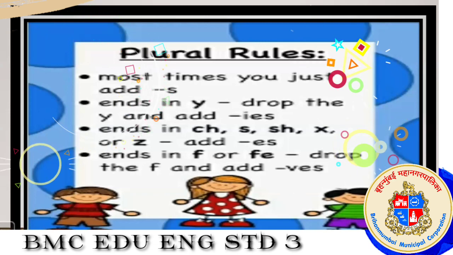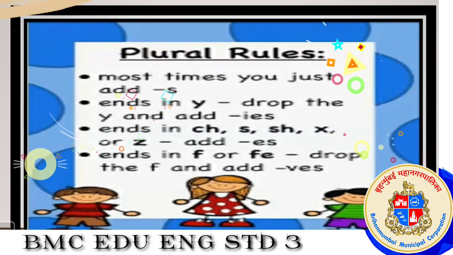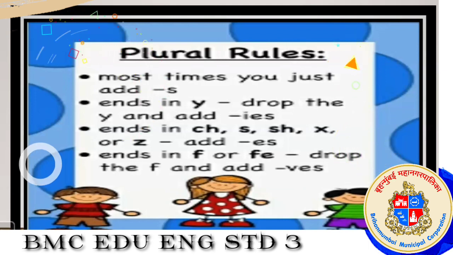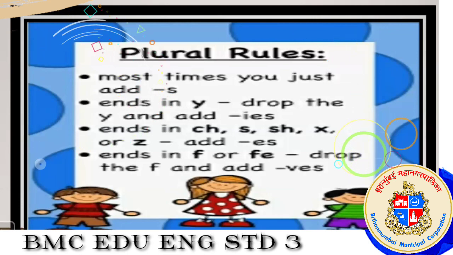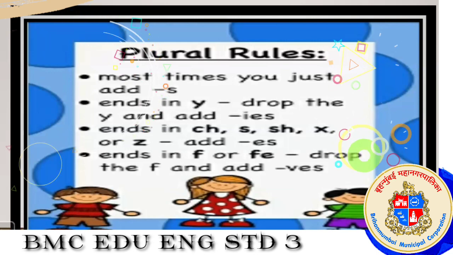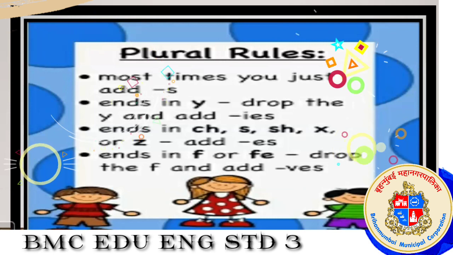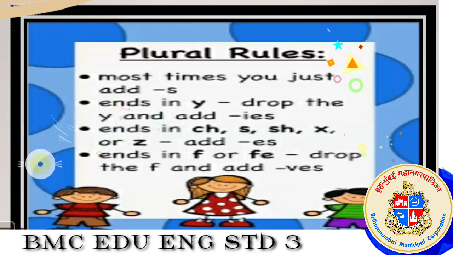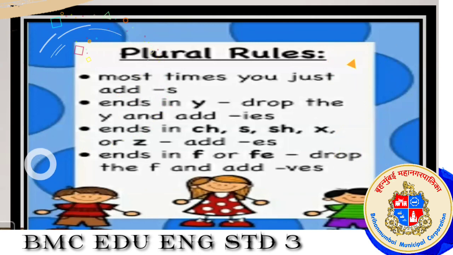So again, third point, see. If the word is ending with CH, S, SH, X or Z, what you have to add? You have to add ES to make the plural. For example, bench. The spelling of bench is B-E-N-C-H. So it is ending with what? CH. So for making its plural, what do we do? We add ES. So the plural of bench becomes benches, B-E-N-C-H-E-S.